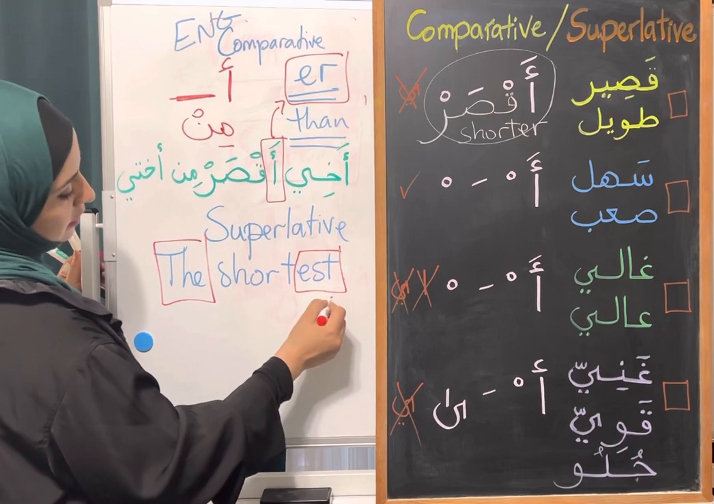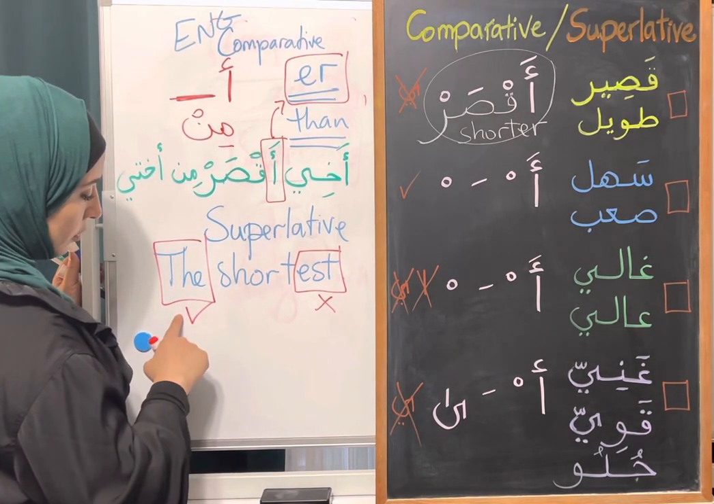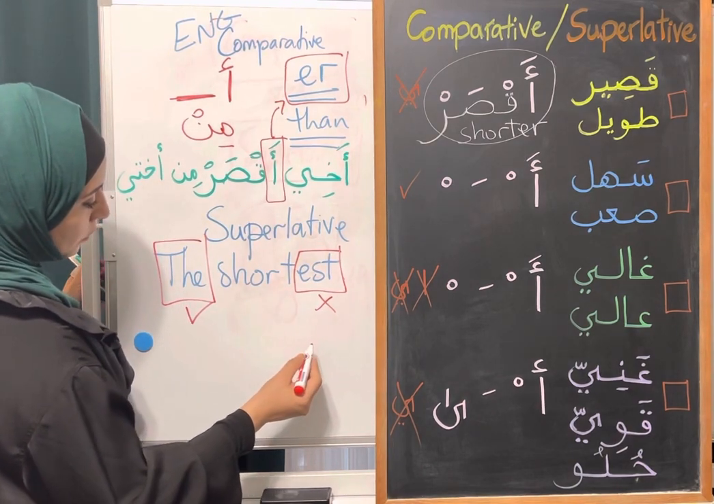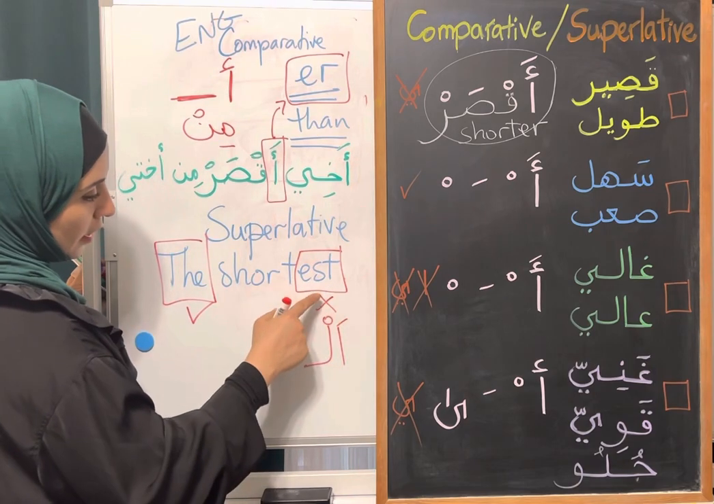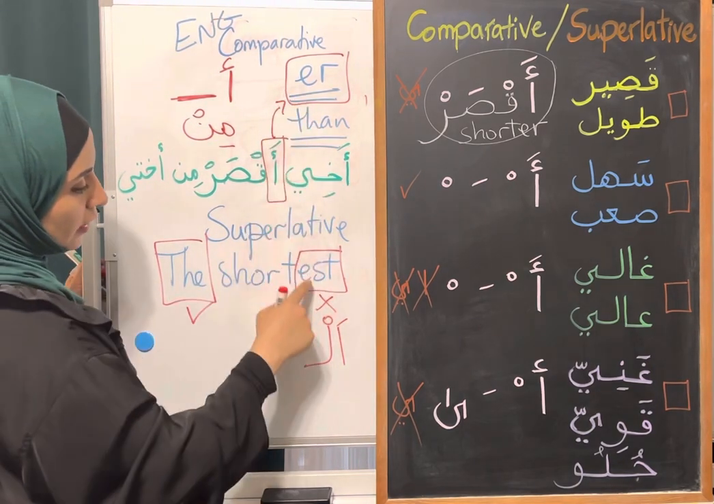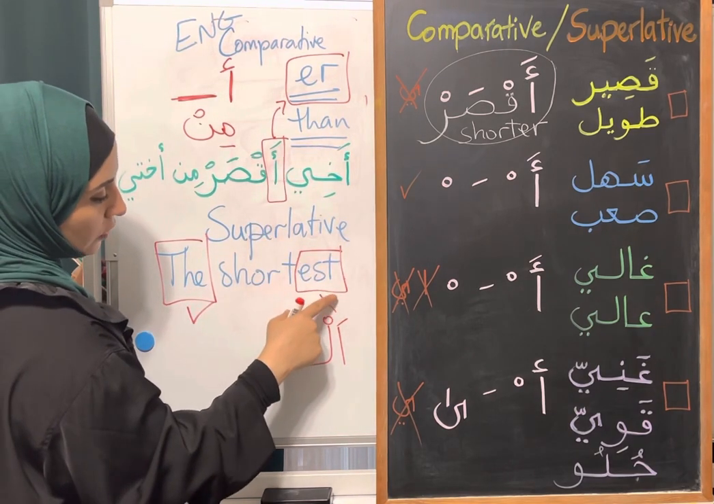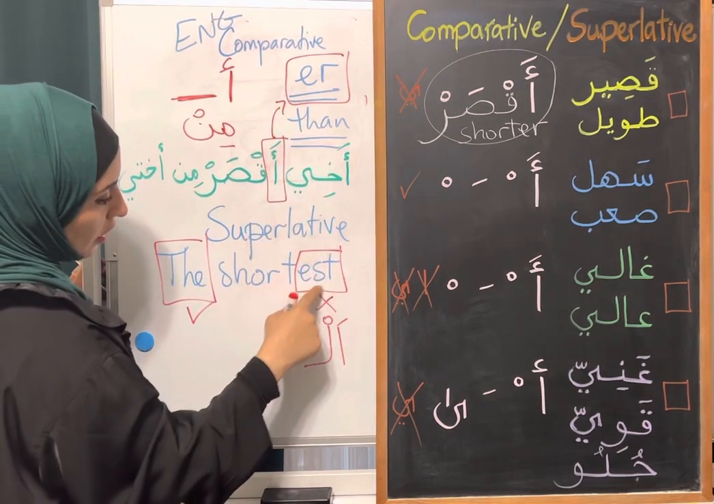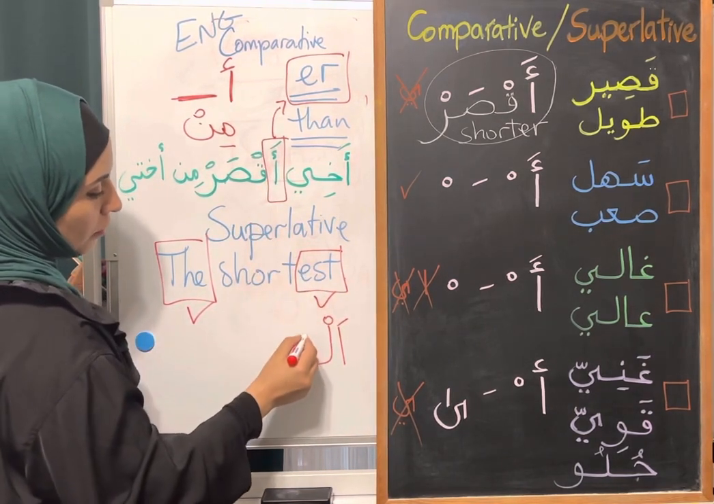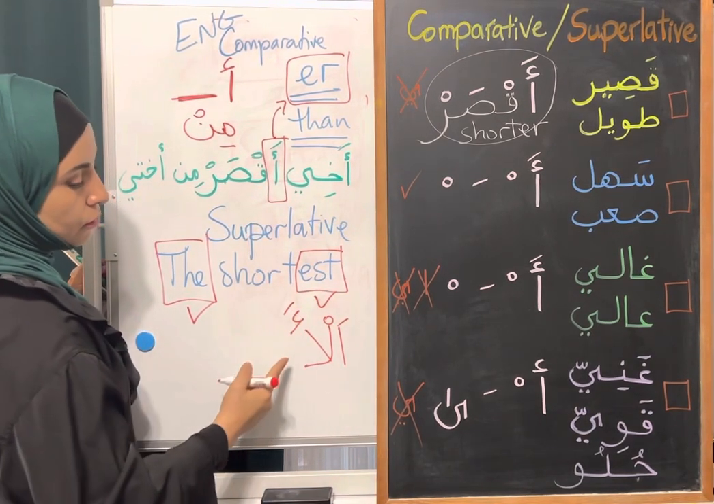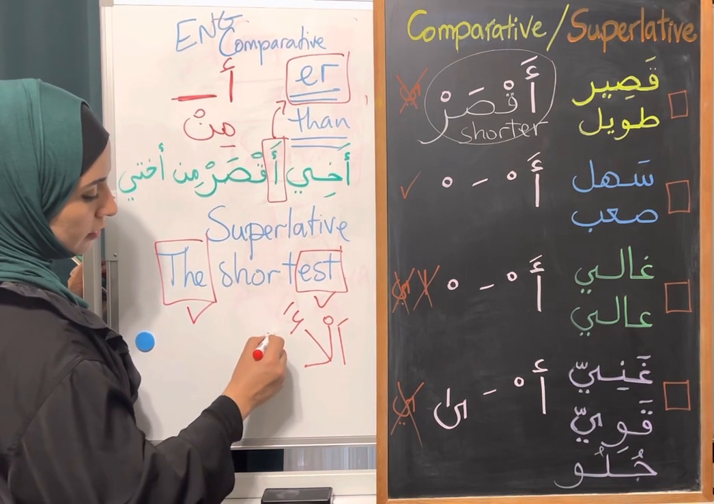There is no est over here in Arabic, but there is a reference for the. So I would say al. And you see how we said er and est could be the same? They're similar. Both of them have alif as a reference. So you would say al-aqsar.